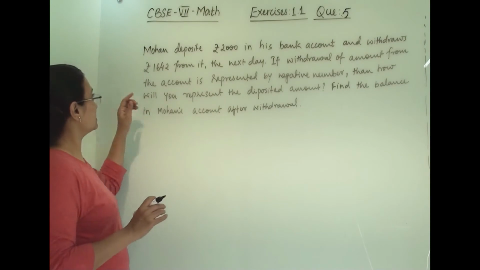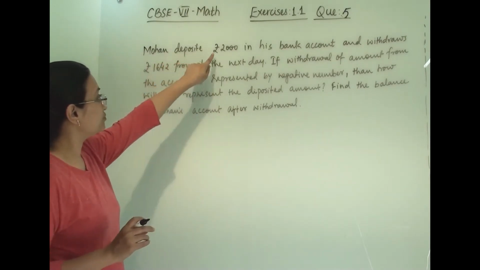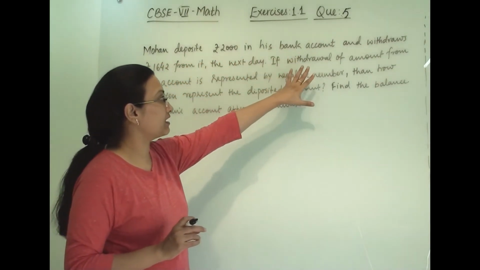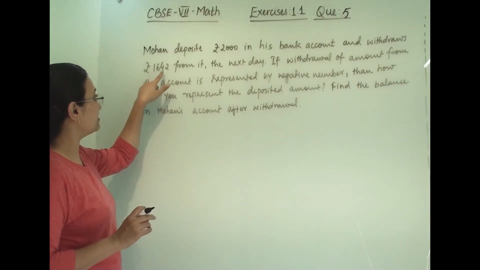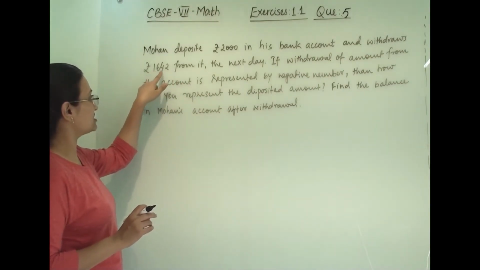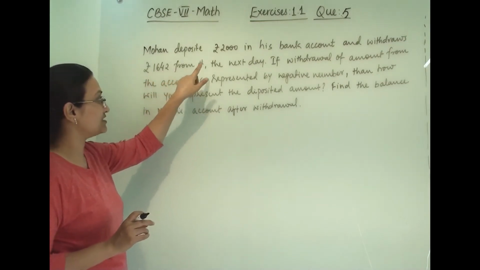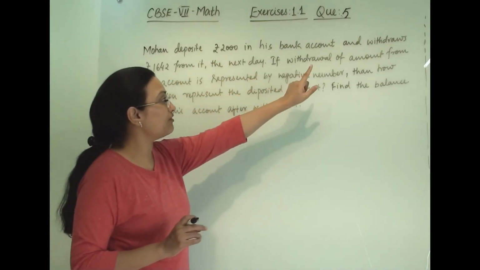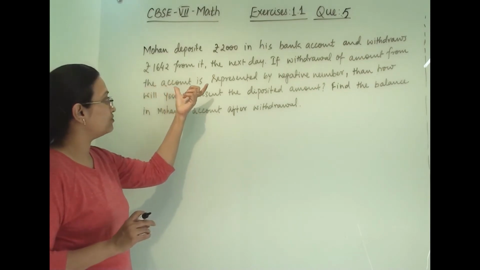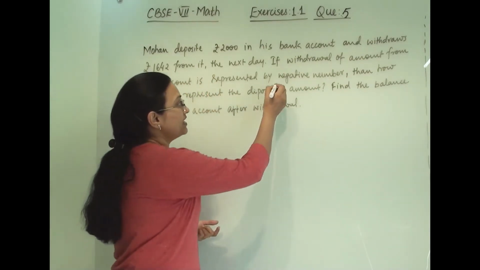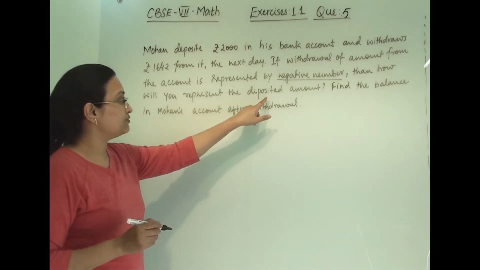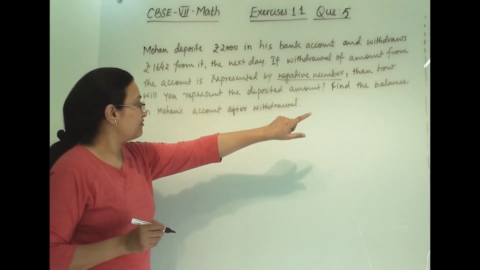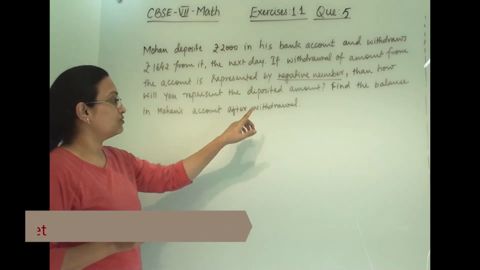Our fifth question is, Mohan deposited rupees 2000 in his bank account and withdraws rupees 1642 from it the next day. If withdrawal of amount from the bank account is represented by a negative number, then how will you represent the deposited amount? Find the balance in Mohan's account after withdrawal.